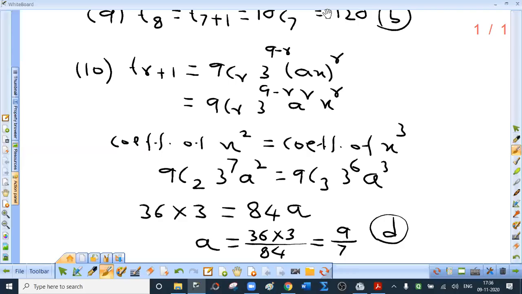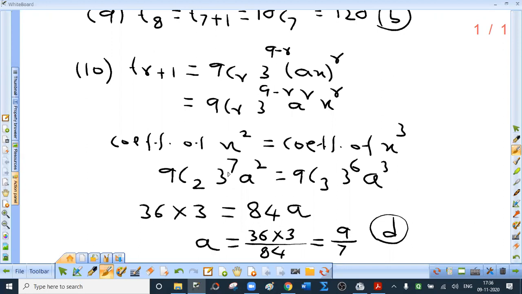Last MCQ. If the coefficients of x square and x cube in the expansion of (3 + ax) raised to 9 are the same, then the value of a is. Now this is the general term. Coefficient of x square, for that r has to be 2. I have directly written 9C2 3 raised to 7, because 9 minus 2 is 7, a square. What is the coefficient of x raised to 3? For that r must be 3. Simple. So 9C3 3 raised to 9 minus 3, that is 6, a cube.